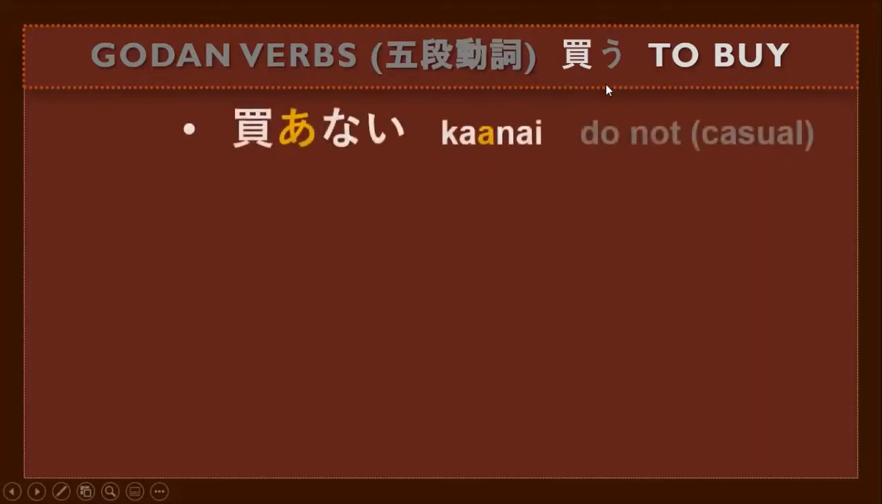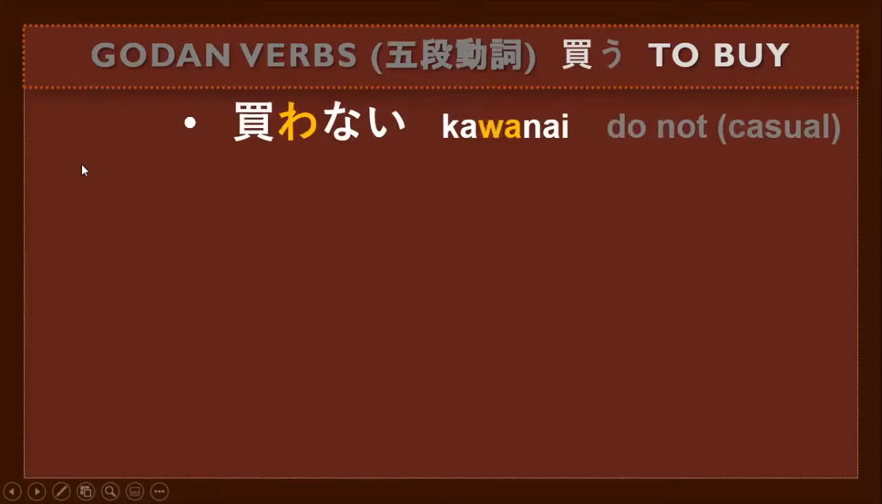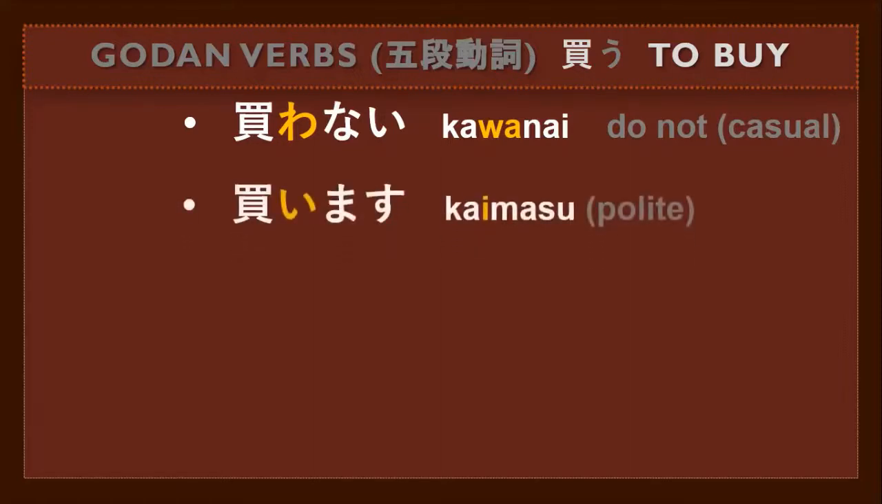Now, for "do not buy", we would naturally think that this is the A sound, since it goes A, I, U, E, O, and we may think it is "a", but it's not "a". It will be "wa". So please remember this. "Do not buy" is 買わない, kawanai. It's not kaanai. It is kawanai. Very good.